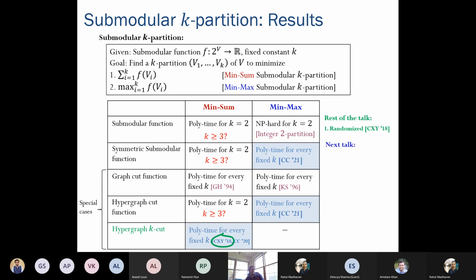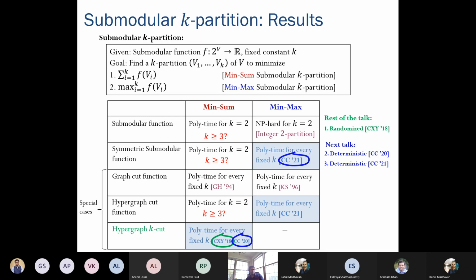I'll talk about this, and then next talk I'll talk about the deterministic algorithm for hypergraph KCut and the deterministic algorithm for min-max symmetric submodular K partition. Right. So this is the plan for the rest of the talk. The rest of the talk will be purely about hypergraph KCut. Any questions on results?